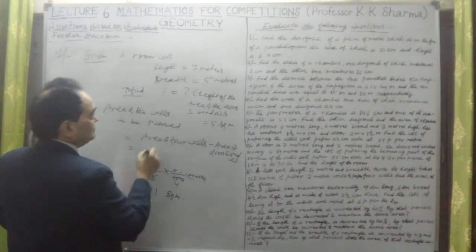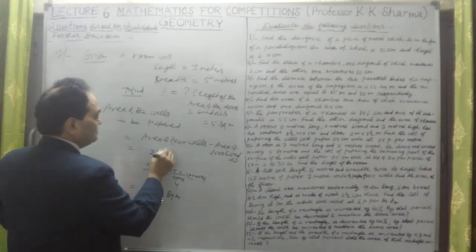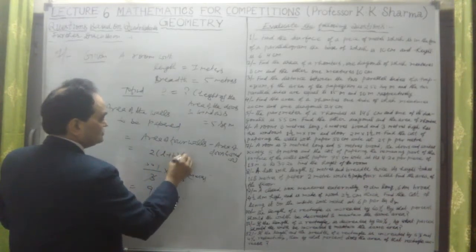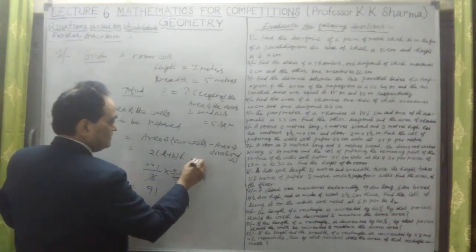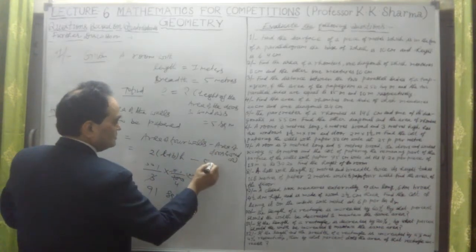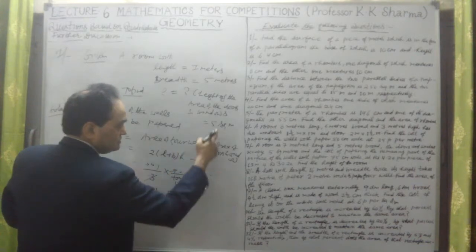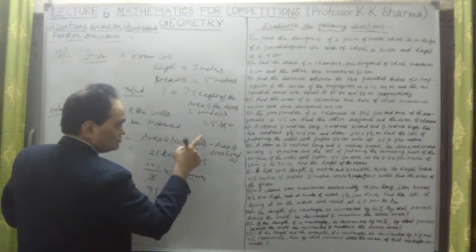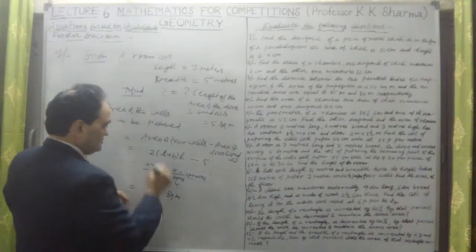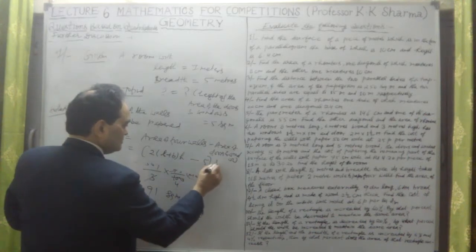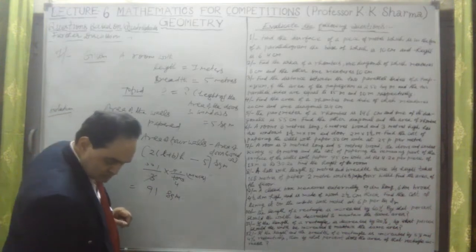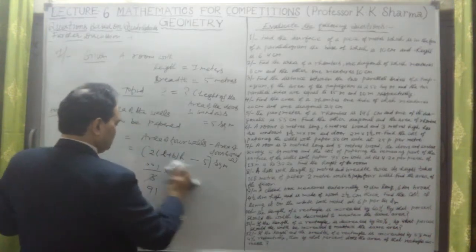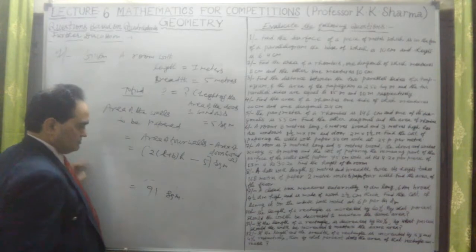What is the area of the walls? It is twice into L plus B into H. H is not given, L plus B is given. Okay, and minus 5 square meter, this is the area of the doors and windows. So 5 total square meter. Now this must be equal to 91, because that is the area of the paper which is to be papered here.